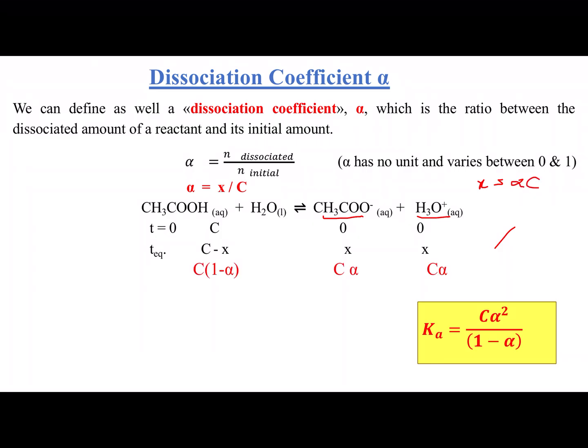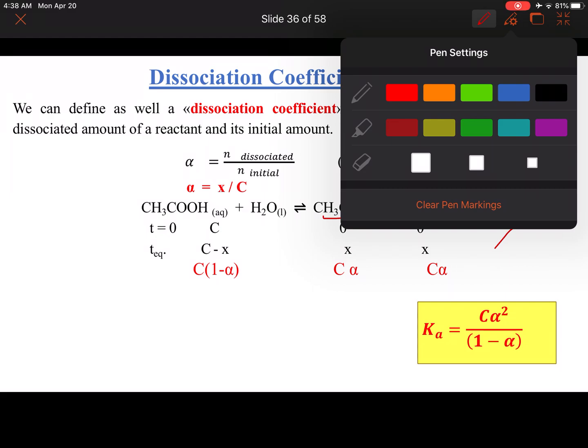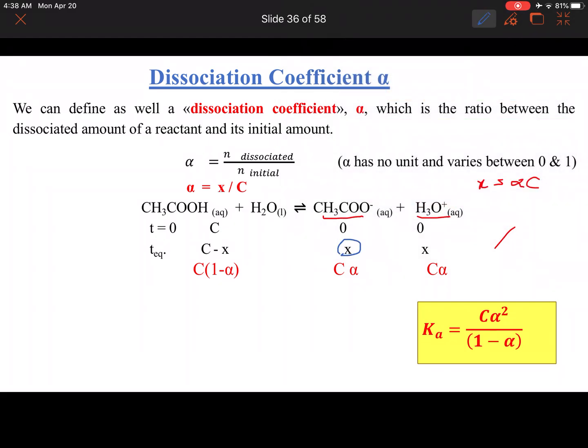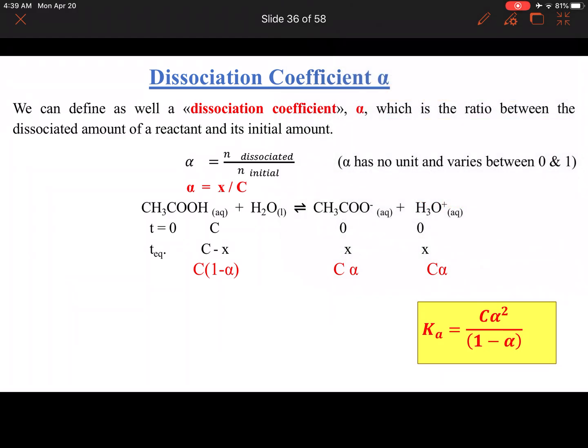And so if you substitute, this X becomes alpha C, this X is C alpha, and this here, C minus X, is C minus C alpha, and factor out the C, so this becomes C times 1 minus alpha. So you're all fine and dandy with that, and we're done.